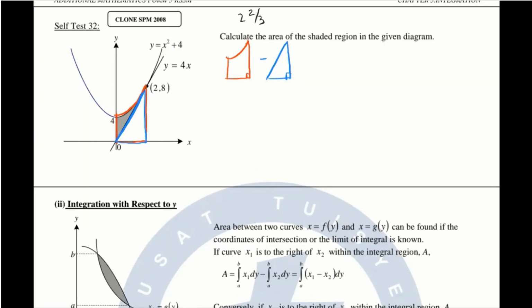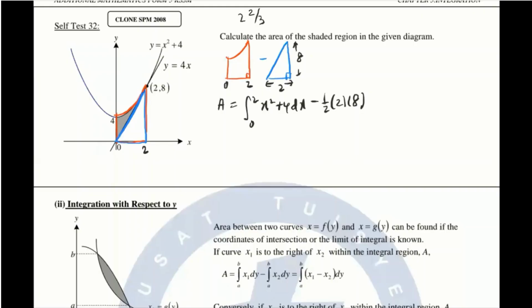Fair enough. So this curve you have to integrate from 0 to 2. This triangle has a base of 2, height of 8. So your area will be integration 0 to 2 of x squared plus 4 dx, minus half times base times height. So from here, when you integrate this, you get x to the power 3 over 3.